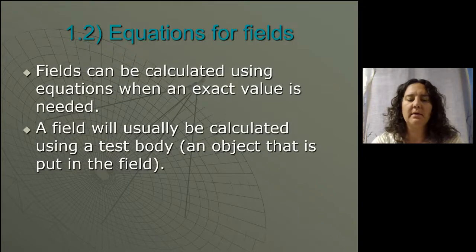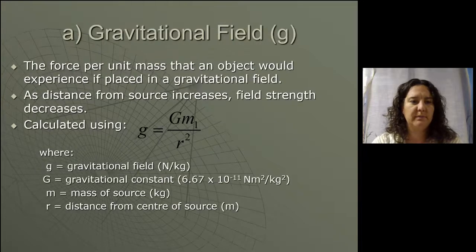So fields can be calculated using equations when an exact value is needed. It can be calculated using a test body, which will be an object inserted into that field, whether it be gravitational, magnetic, or electrical. In a gravitational field, this is the force per unit mass that an object would experience if placed in a gravitational field. As the distance from the source increases, the field strength decreases. So the farther away you get, the less gravity you experience.